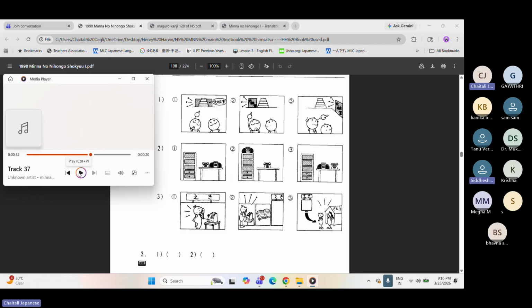Ma'am, is there a third option for this? Second. No, third is the correct one. Third is the hidari, left, one. But the way you thought, that is correct. Third is the correct one. Okay, got it, ma'am. Number 3.